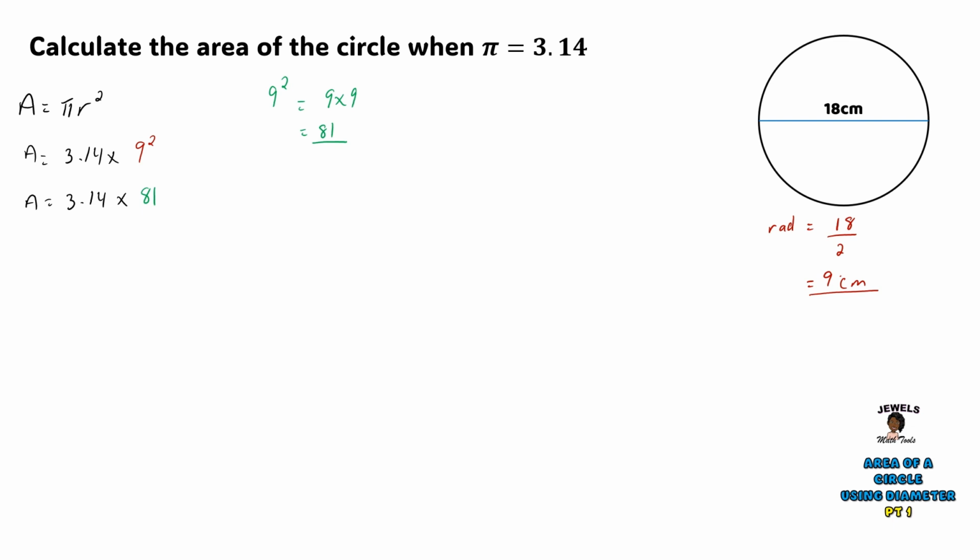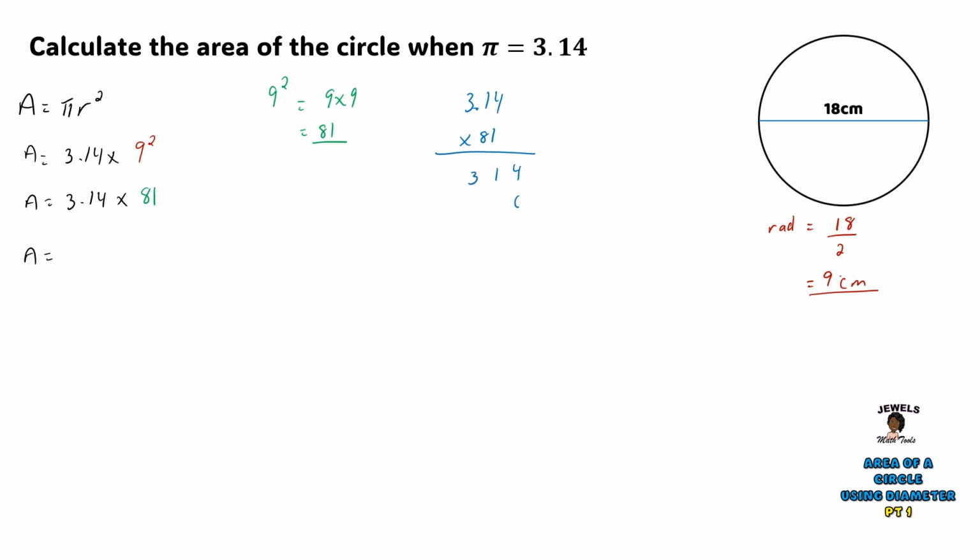And now we are going to begin calculating our final step, which is to calculate the area of our circle. And we're going to be taking our 3.14 and I'm going to multiply that to my 81. We're going to begin multiplication with our 1. So 1 times 4 is equal to 4. 1 times 1 is equal to 1. And 1 times 3 is equal to 3.